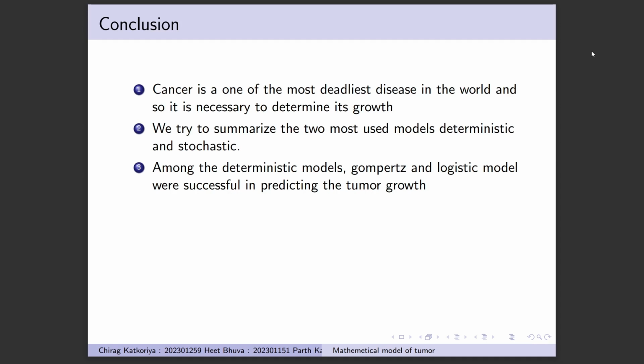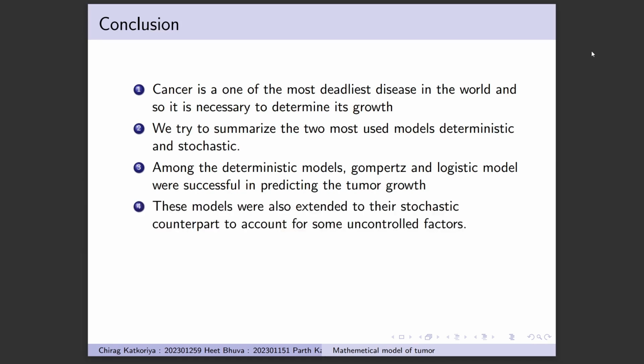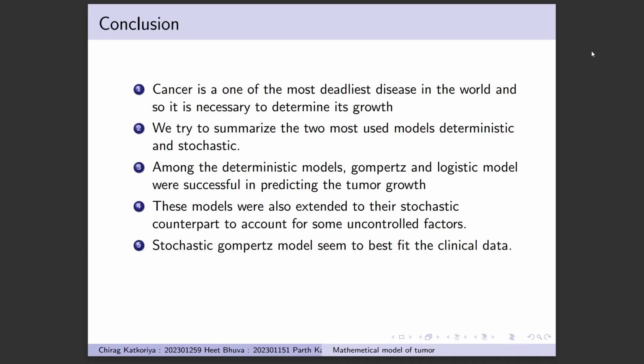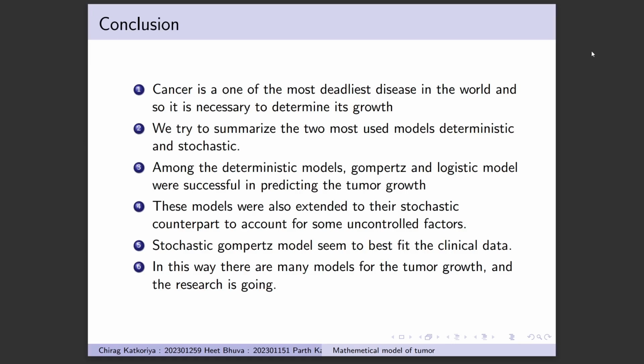And to account for some uncontrolled environmental external factors, they were also extended to the stochastic counterpart, because the deterministic model did not account for any uncontrolled factors, as it follows a normal differential equation, but in the stochastic model they follow a stochastic differential equation, which is also known as the SDE. The stochastic Gompertz model seemed to best fit the clinical data, as we have seen earlier. In this way, there are lots of models proposed by different scientists, researchers and mathematicians for tumor growth, and the research is still going on. There is huge potential for research in this field.